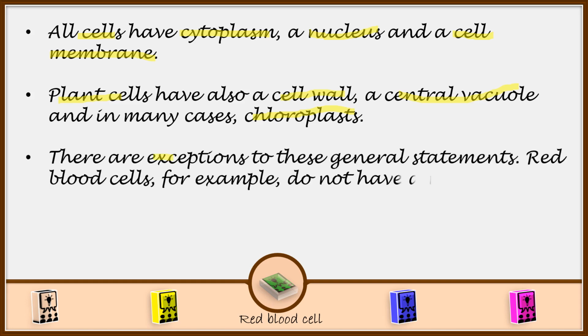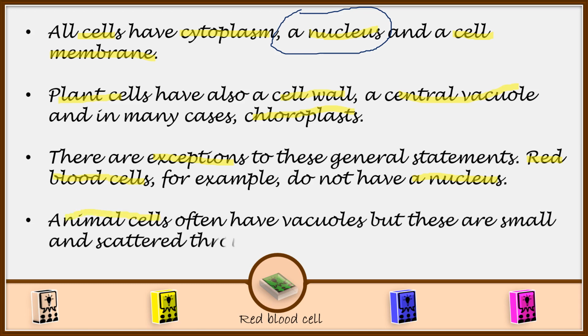There are exceptions to this general statement, like the red blood cells. For example, they don't have a nucleus. We have said that all cells have a nucleus. But there are some exceptions, like the red blood cells. They don't have a nucleus.